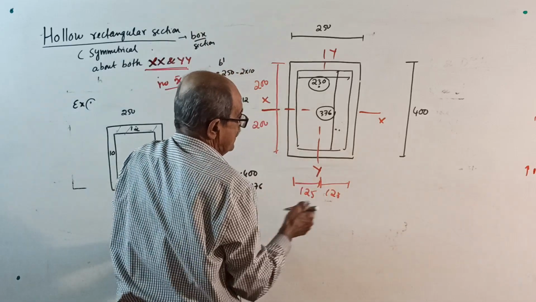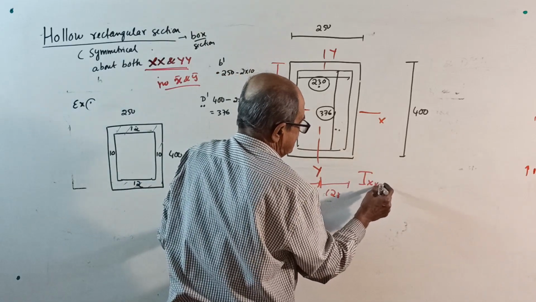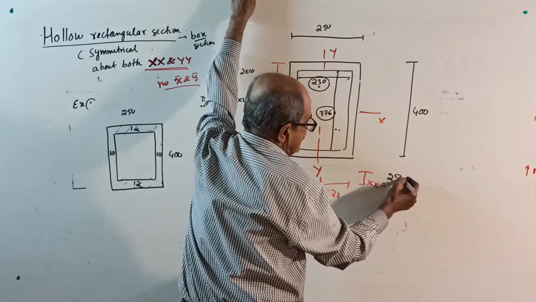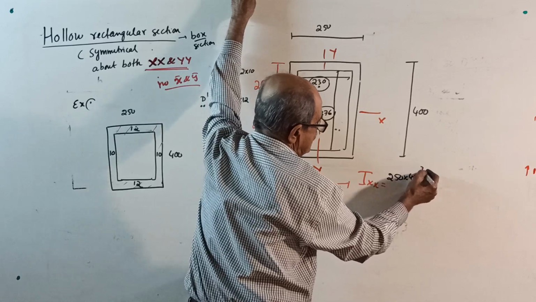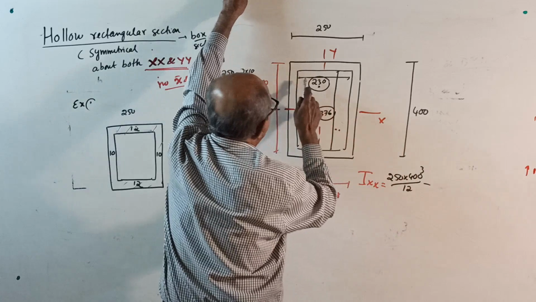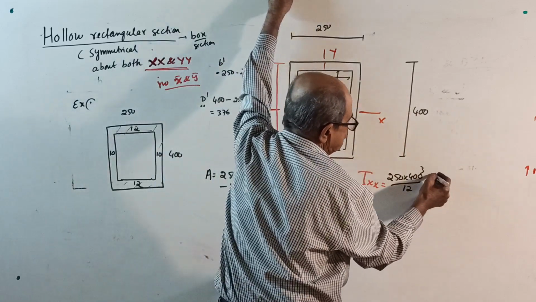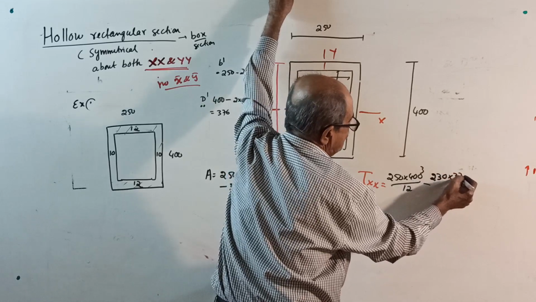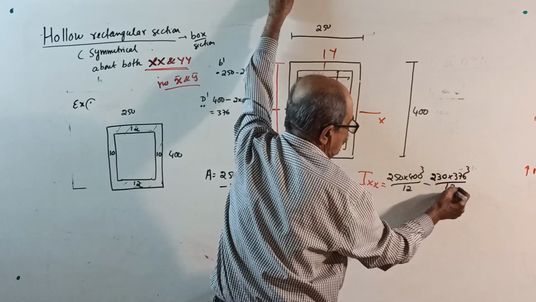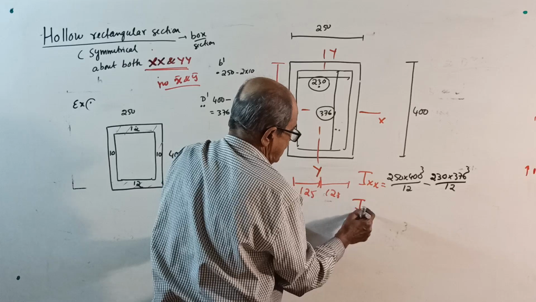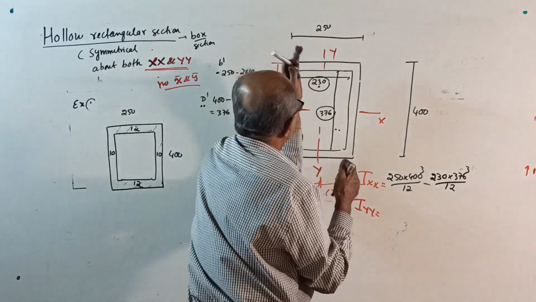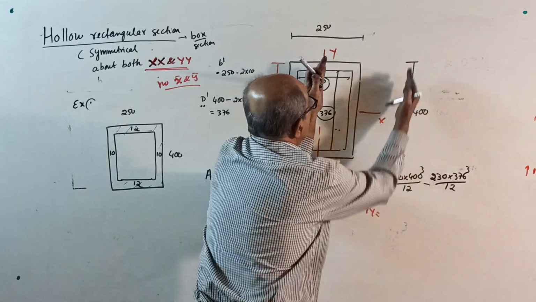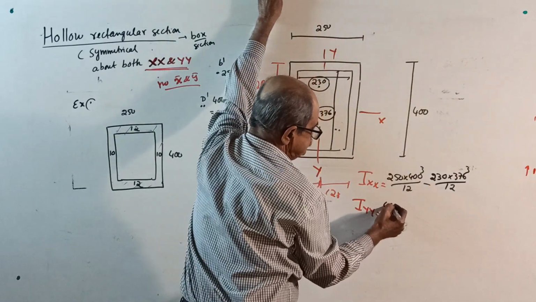Now, I about xx. 250 into 400 cube by 12, subtract 230 into 376 cube by 12. That's all. Now I yy. See, now hold here, yy. 400 into 250 cube by 12.